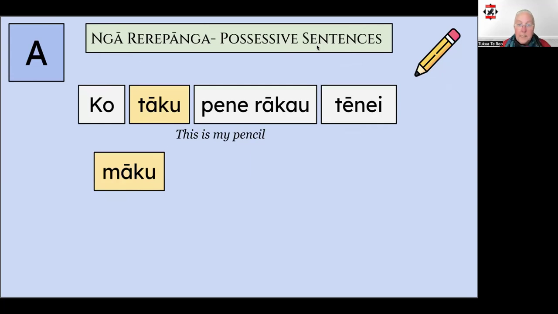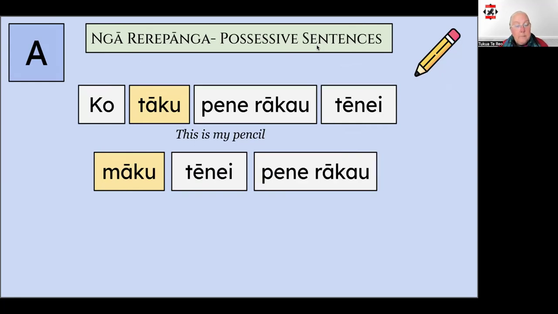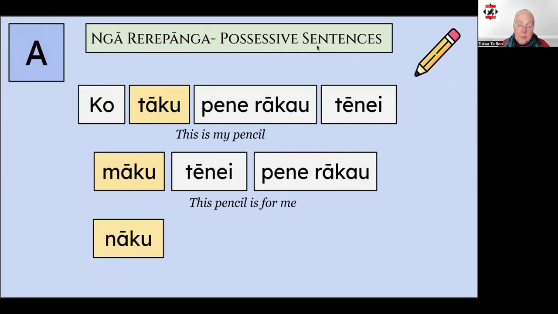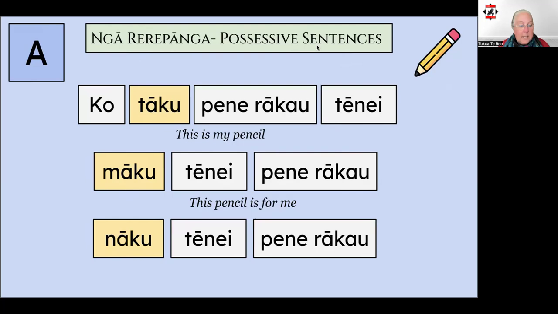Next up, tēnei. And then pene rākau. And the English translation, literally, this pencil is for me. For our last example, we use the N class possessive, nāku, and the rest of the sentence is the same. Nāku tēnei pene rākau. This pencil is mine.